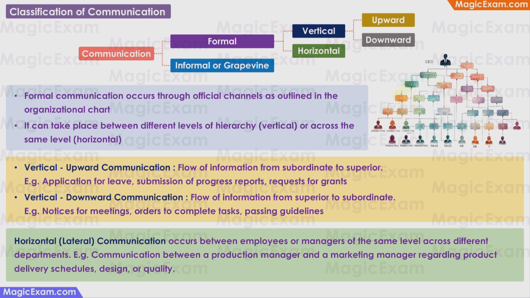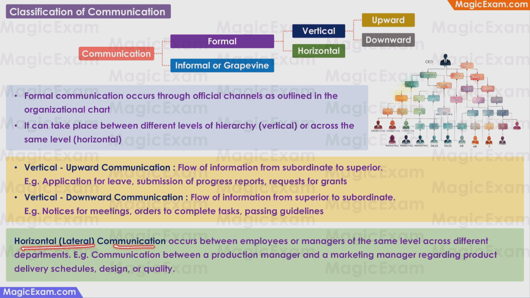Communication can take place between different levels of hierarchy, that is vertically, or across the same level, that is horizontally. In formal vertical communication, there can be upward communication, which is the flow of information from the subordinates to the superiors, such as applications for leave, submission of progress reports, requests for grants, etc. Or it may be vertical downward communication, which is the flow of information from the superiors to the subordinates, such as notices for meetings, orders to complete specific tasks, or passing guidelines or instructions.